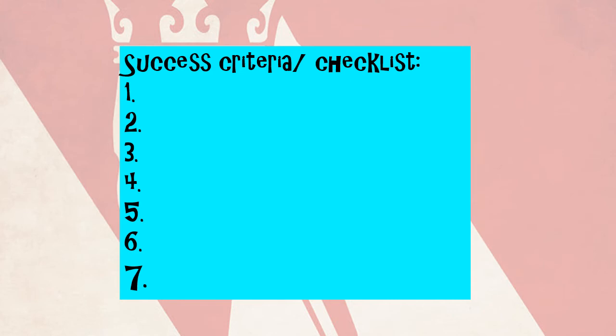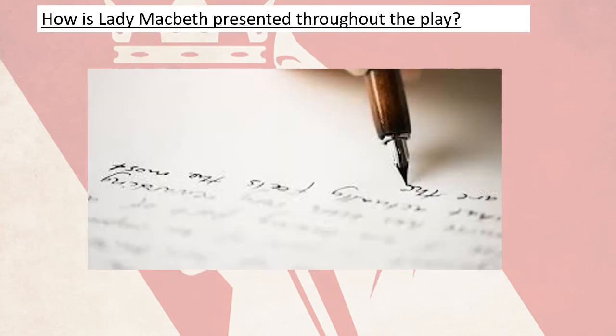So now I want you to go back to your checklist that you created towards the beginning and add 2 more things to your checklist based on the second model answer that we've just gone through. So this is how you're going to structure your overall essay. So imagine your question was, how is Lady Macbeth presented throughout the play?